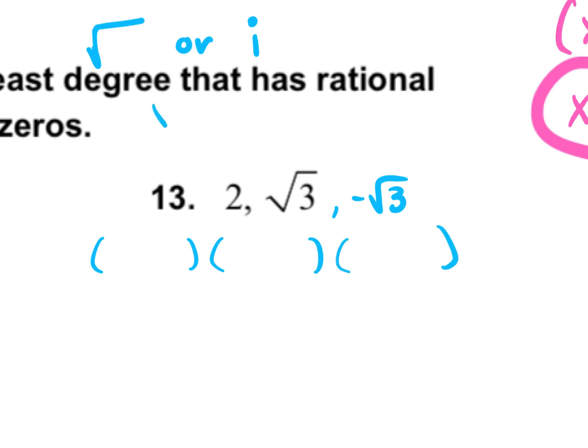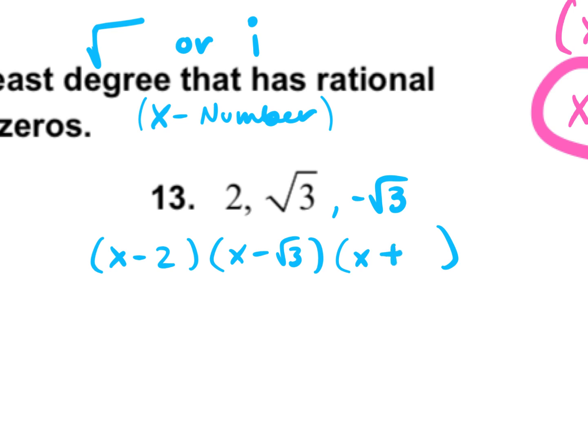So remember, it's always x minus the number. So we would have x minus 2. What would come next? X minus square root 3, and awesome, it would turn into x plus square root 3 because it'd be x minus a negative. Perfect. Now, which 2 here would we want to multiply out first? The square root 3's. The conjugates. That way we can get rid of them.